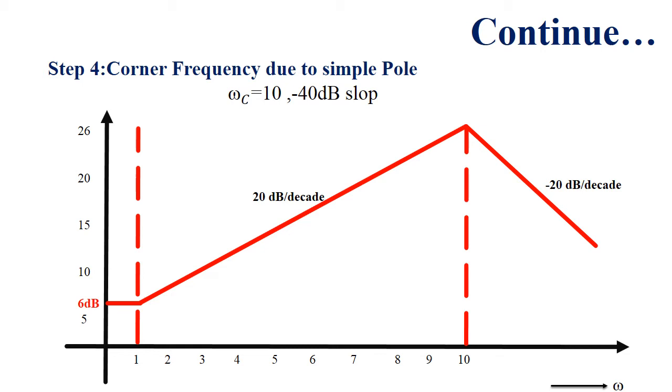We will represent the minus 40 dB slope in our Bode diagram, but we can see that here we have minus 20 dB per decade, because we already have a 20 dB per decade slope from the corner frequency WC equals 1. So we have minus 40 plus 20, so the answer is minus 20. So for WC equals 10, we have the corner frequency equal to 10, and we have a minus 20 dB slope for the representation of the simple poles in the Bode diagram.